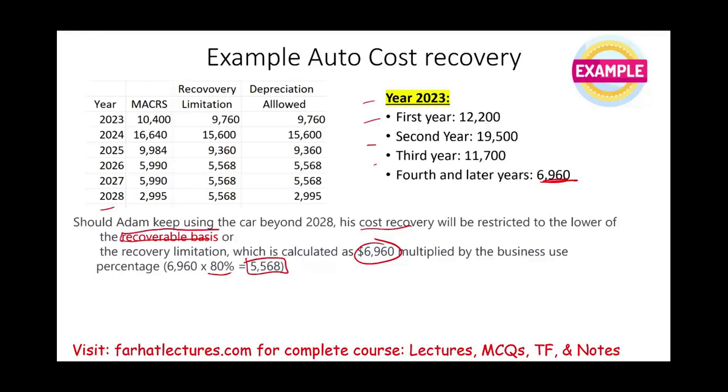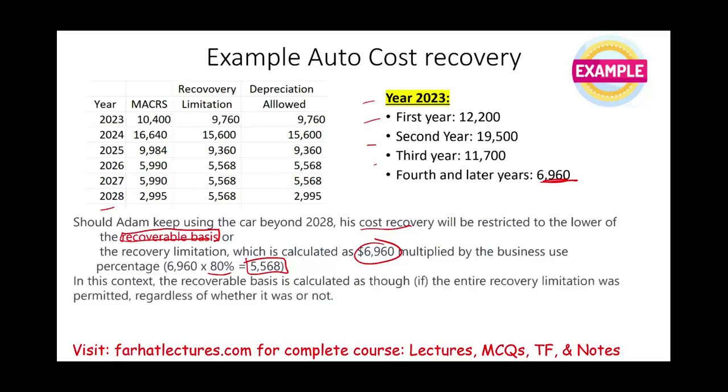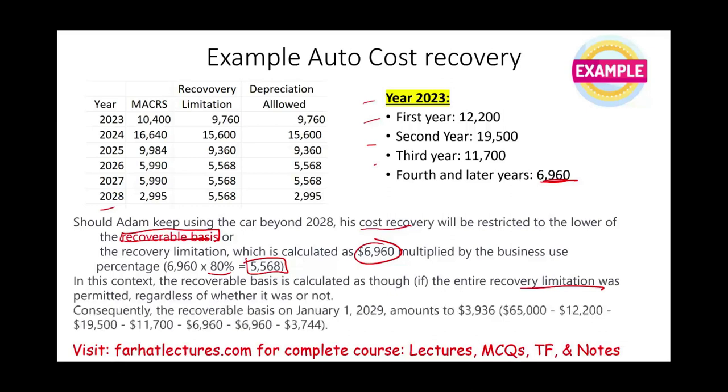Now, how do we compute recoverable basis? In this context, the recoverable basis is calculated as though the entire limitation was permitted, regardless of whether it was taken or not. So when we compute the recoverable basis for this type of depreciation, we take 65,000 minus 12,200. What's 12,200? The year one limit. Remember, we did not take this much in year one, but this is what we do. We ignore all the adjustments and subtract 12,200, minus 19,500, minus 11,700, minus 6,960, minus 6,960, and so on and so forth. Just be aware of that.